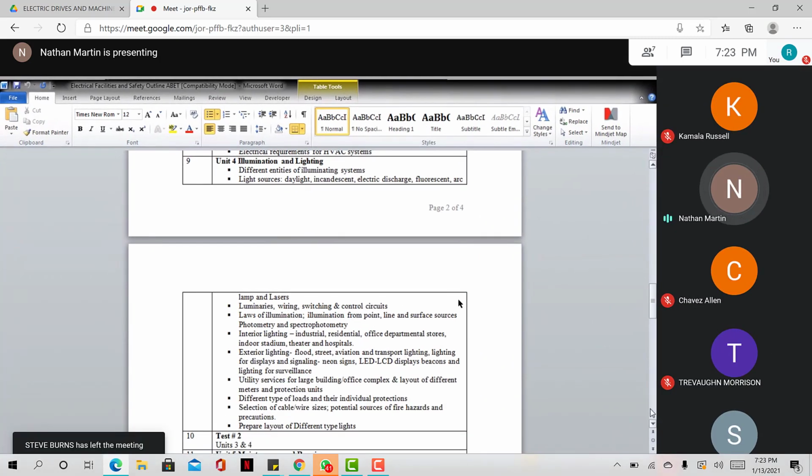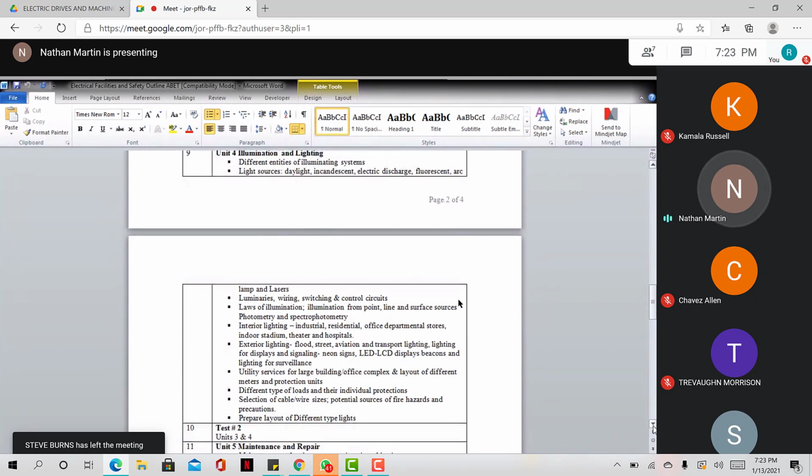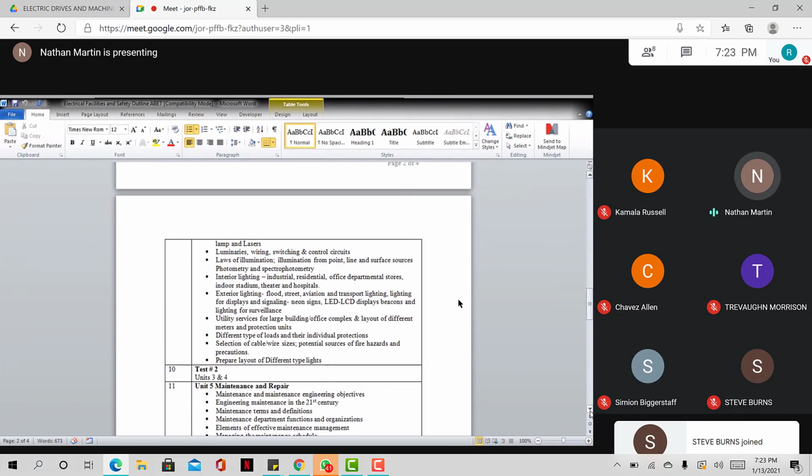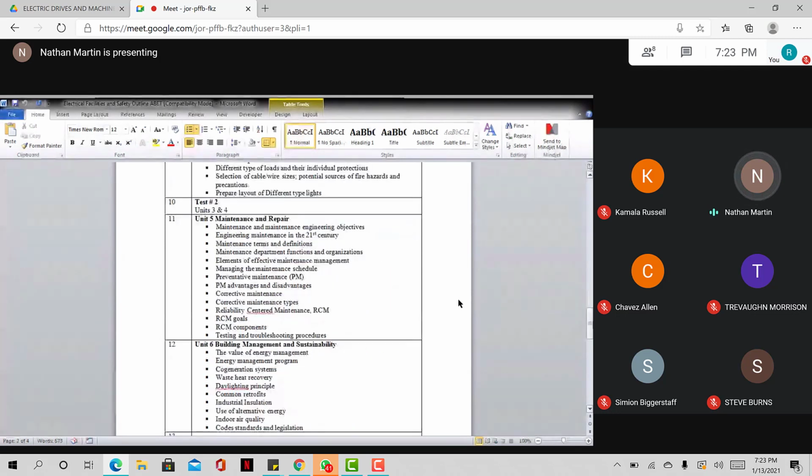We will also be doing our test number 2. Our unit test 2 will look at units 3 and 4, right? So units 3 and 4 will be covered by test 2. And so there are 2 tests, right? And then you'll be doing individual and group assignments.